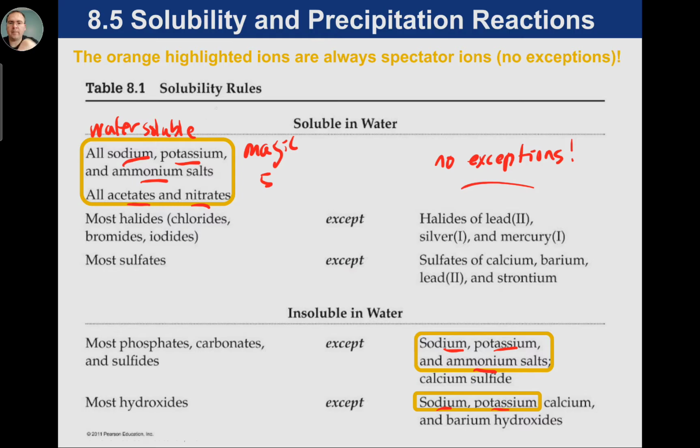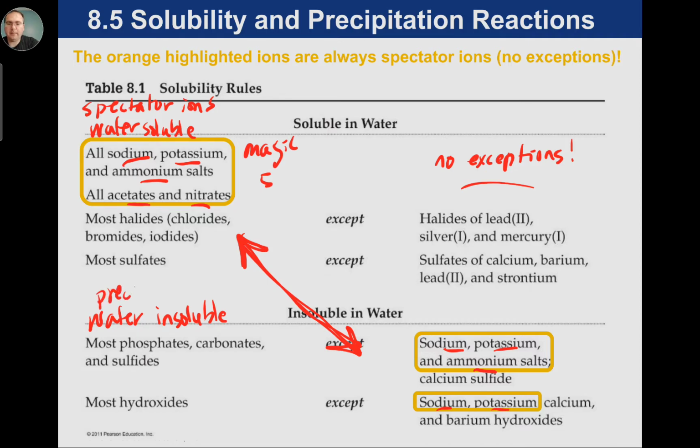These are safe. And if they're water soluble, we can also say these are spectator ions because they're going to watch this reaction happen. They're not going to participate. And notice they just make kind of a diagonal. It's just reminding you that, hey, they're never going to be insoluble. They're always going to be soluble. That tells us that if you're insoluble in water, so that's these guys over here, that means you're going to be a precipitate.